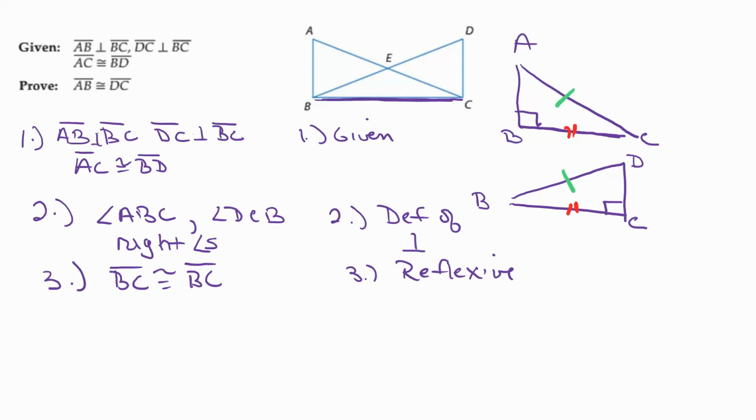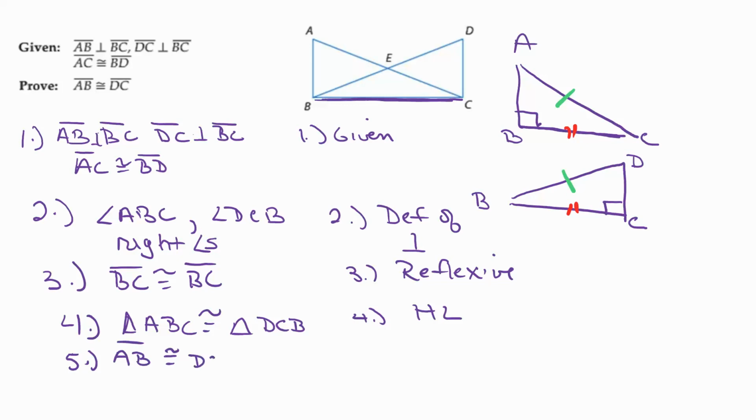So we have the corresponding hypotenuses congruent. We have a corresponding leg congruent, and they're both right triangles. So we can conclude that triangle ABC is congruent to triangle DCB, and that's by HL. And we can finish our proof by concluding that DC is congruent to AB, because corresponding parts of congruent triangles are congruent. And that concludes our lesson.